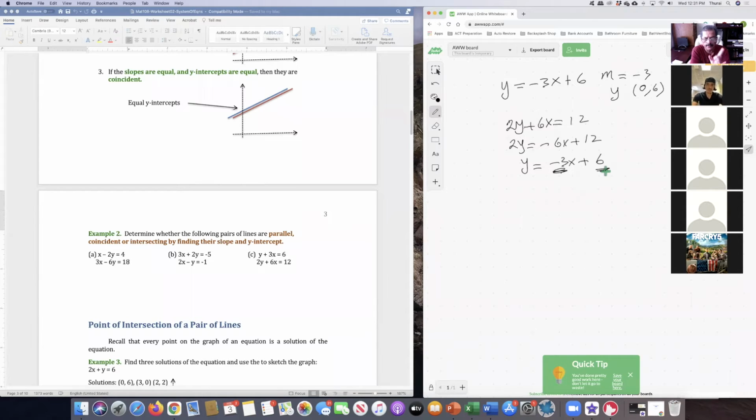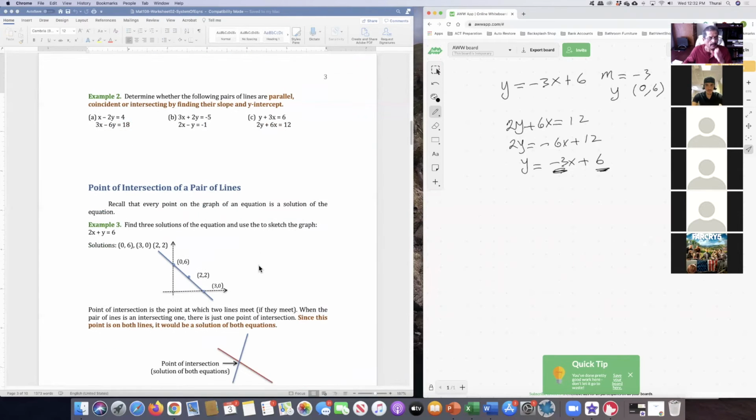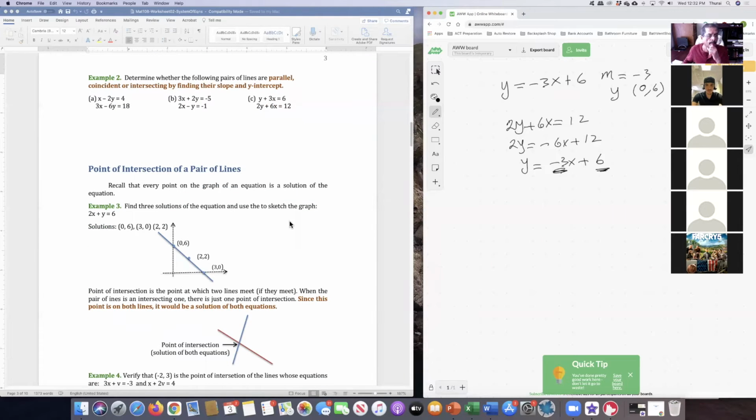Only if the slopes are matching, don't come to the conclusion that they are parallel. If slopes are matching, that means you have to look at the y-intercept to see if they are coincident or parallel. Okay, so now there are questions like this in your homework. So that's how you do it.